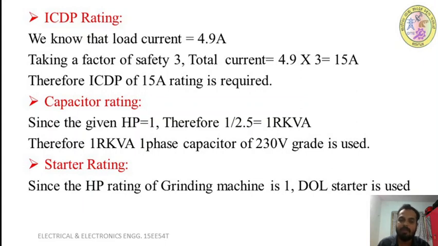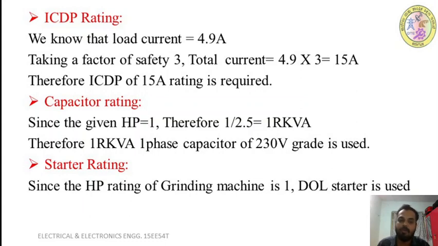So then what are the other materials we are using? We are using a power capacitor bank, right? What is the rating of the power capacitor bank? Since the given motor is a single phase 1 HP motor, HP is equal to 1. Therefore 1 divided by 2.5. Why are we making 1 divided by 2.5? For every 2.5 HP we are using 1 kVAr capacitor, so it is less than 1, but we are selecting a 1 kVAr capacitor bank. Therefore a 1 kVAr single phase capacitor of 250 volt grade is used.